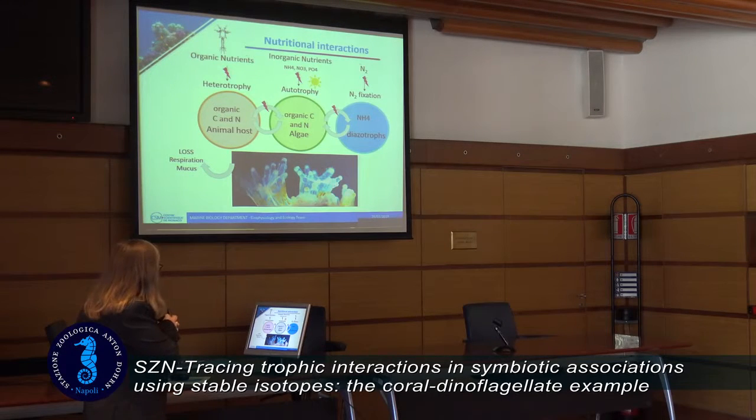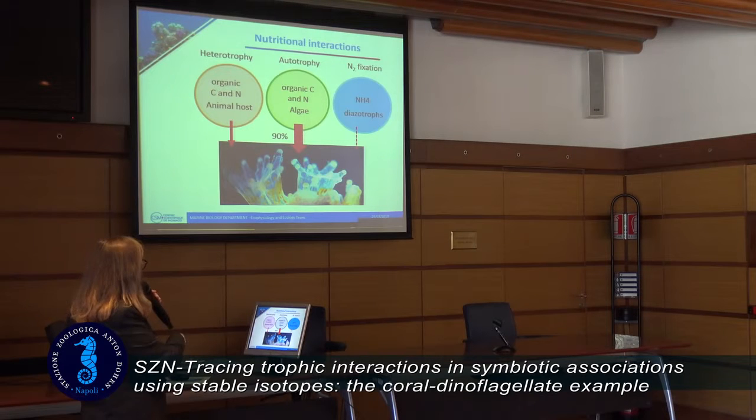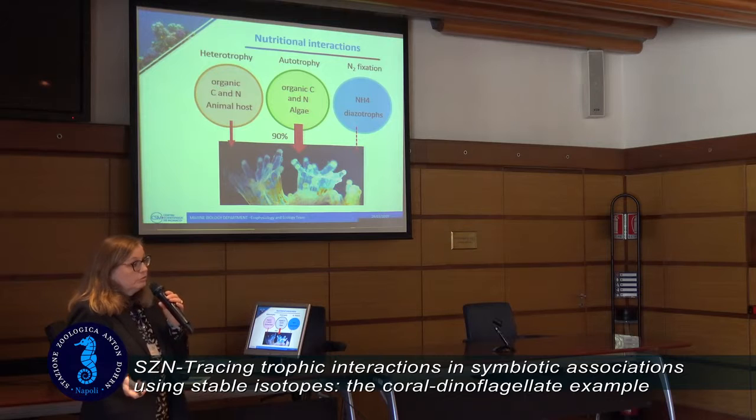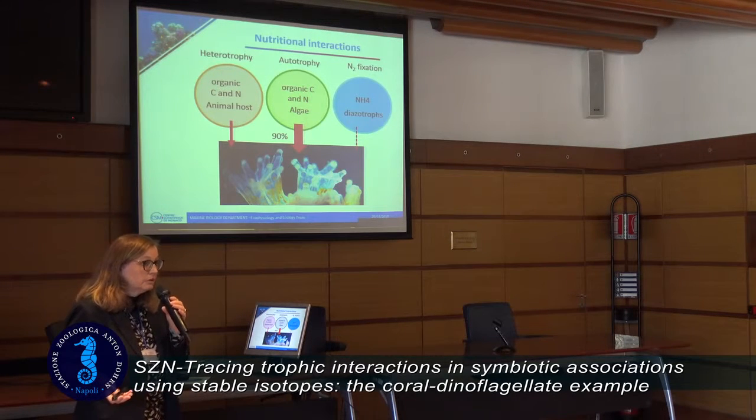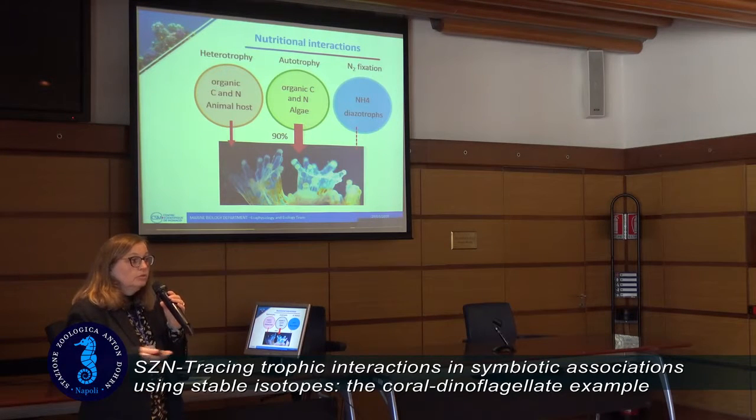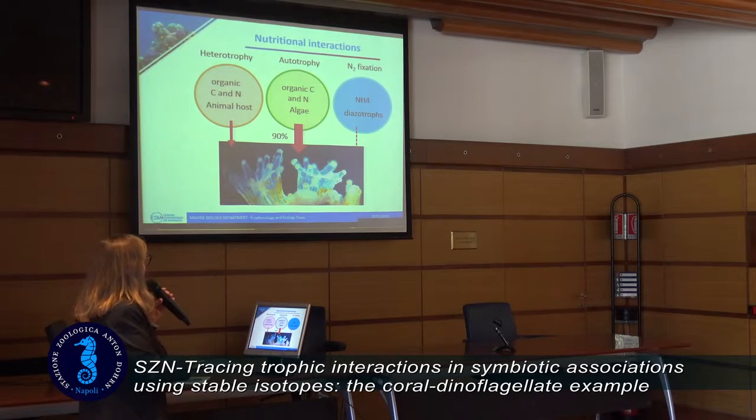What we know in corals is that the algae, through photosynthesis, are bringing 90% of the energetic needs of the symbiotic association. So in normal conditions, most of the researchers think that the algae are supplying most of the nutrients to the corals, 90%.